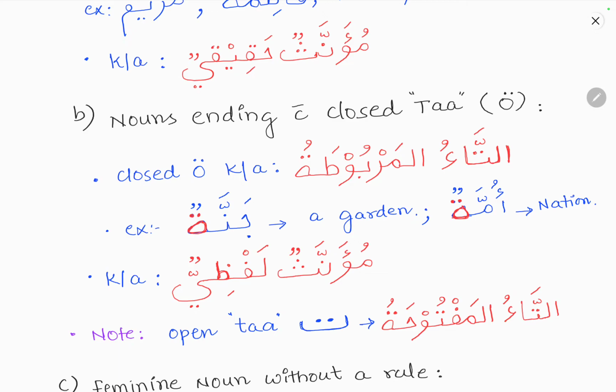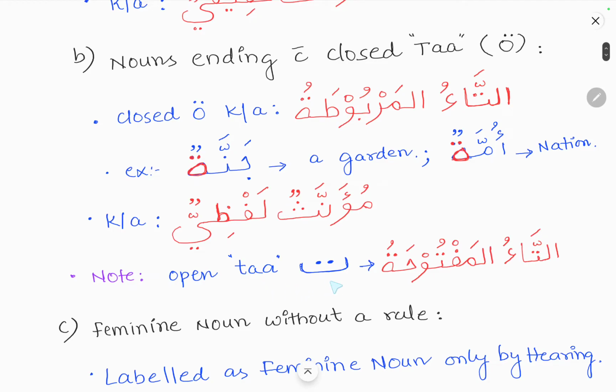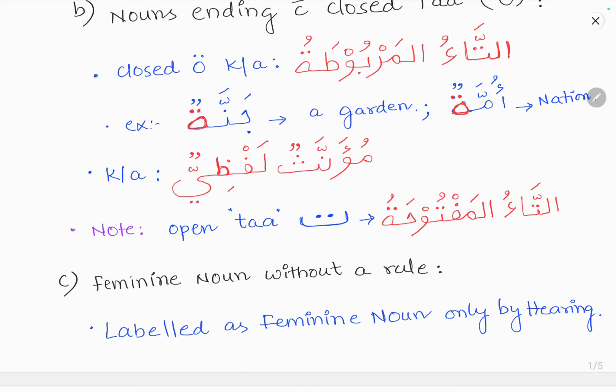So a feminine noun identified by seeing the ta marbuta at the end is classified under muannas-e lafzi. Note here, the open ta is known as ta al maftuhatu. The closed ta is known as ta al marbutatu. The open ta is known as ta al maftuhatu.